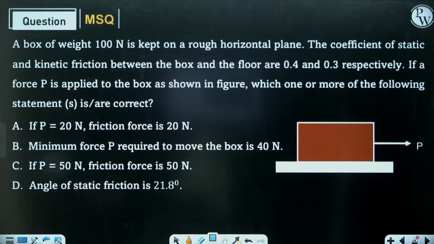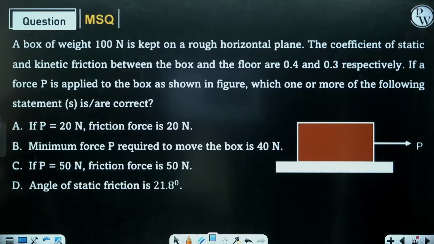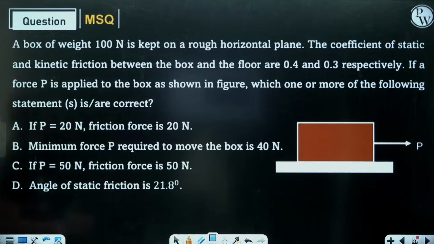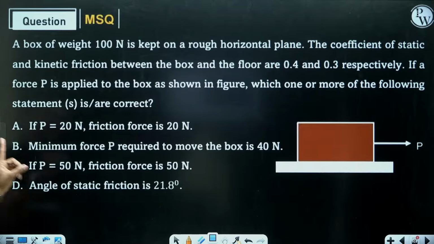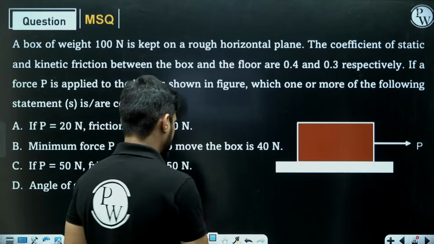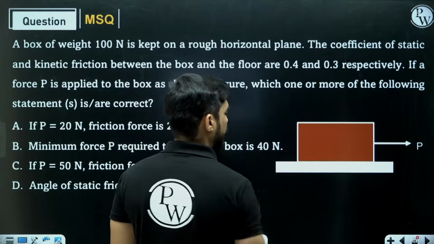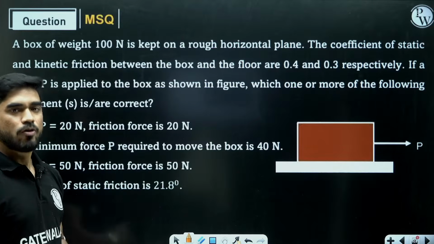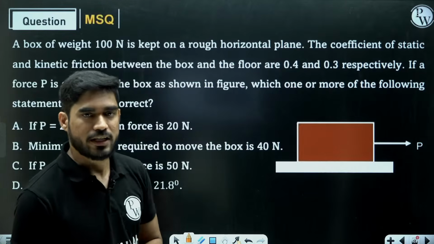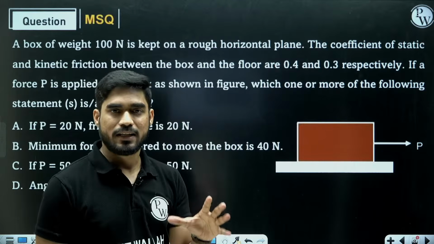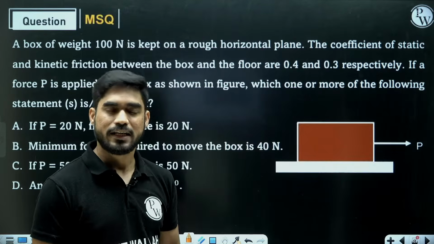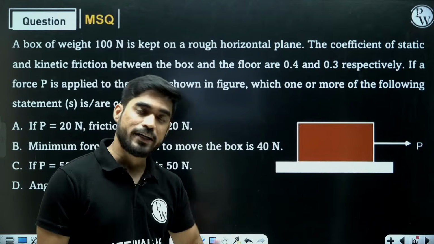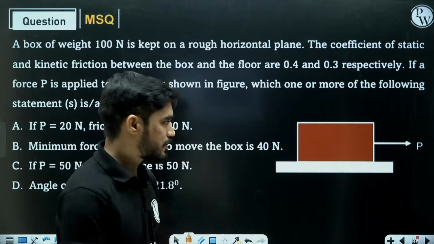One by one, let's see. If P is 20 Newton, friction force is 20 Newton. Okay, you are getting A, B and D. Let's see whether it is correct or not. If P is 20 Newton, friction force is 20 Newton. So first we need to know the limiting value of the friction. Why? Because if the force is less than limiting friction, then it will be static, and if it is more than limiting friction, then it will be kinetic. So we need to know whether it is static or moving. According to that, we will apply the equilibrium equations, right?